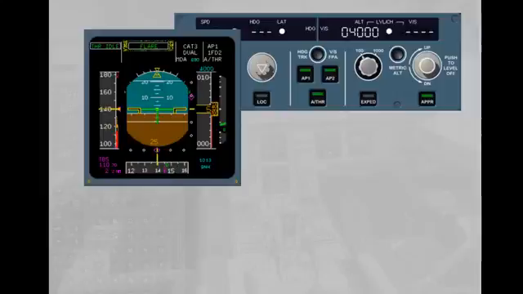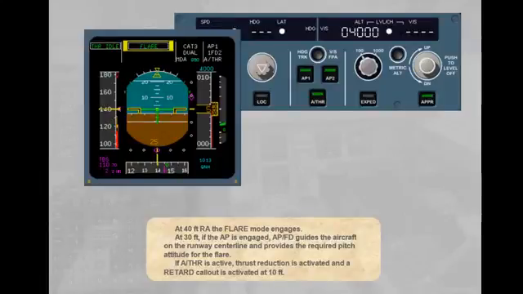At 40 feet RA, the flare mode engages. At 30 feet, if the autopilot is engaged, autopilot flight director guides the aircraft on the runway center line and provides the required pitch attitude for the flare. If autothrust is active, thrust reduction is activated and a retard call-out is activated at 10 feet.